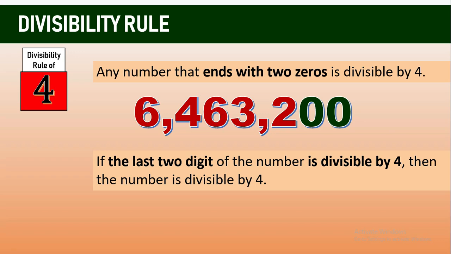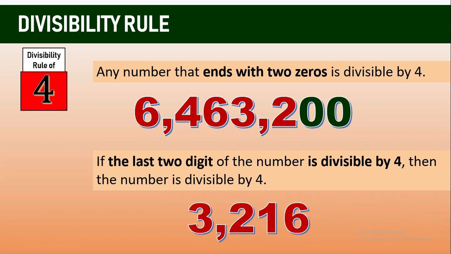It has a second rule. If the last 2 digits of the number are divisible by 4, then the number is divisible by 4. Ibig sabihin, kung ang last 2 digit doon ng isang number ay nadi-divide ng 4, ang buong number ay kayang ma-divide ng 4. For example, 3,216. It ends with 16. So, ang 16 ba ay nadi-divide ng 4? Skip count nga natin. 4, 8, 12, 16. So, nadi-divide nga siya ng 4. Ibig sabihin, 3,216 is divisible by 4.